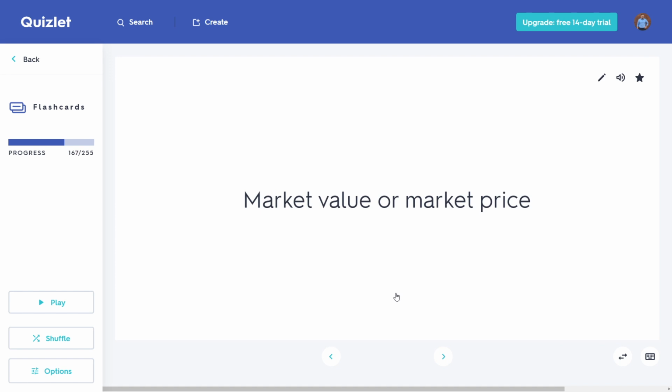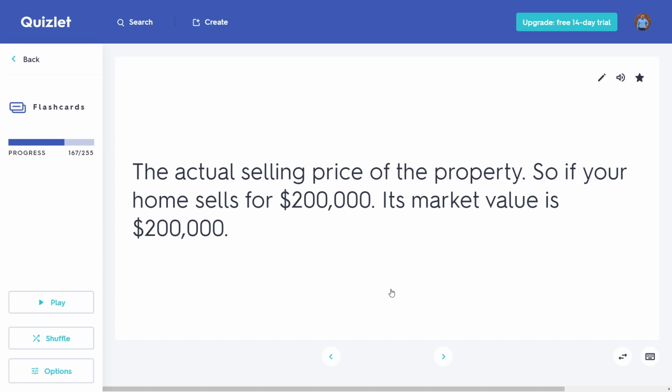All right, market value slash market price. So think this one over. I know this is a little bit of a controversial one. I'm just kidding. But yeah, think this one over. Okay, what do we know about market value, market price? Well, in our instance, that is the actual selling price of the property. So if your home sells for $200,000, its market value is $200,000. Pretty self-explanatory there.